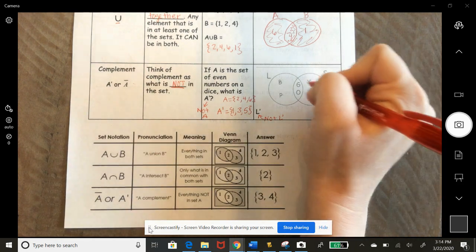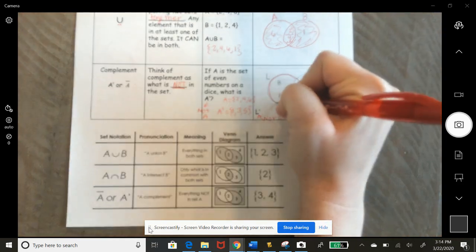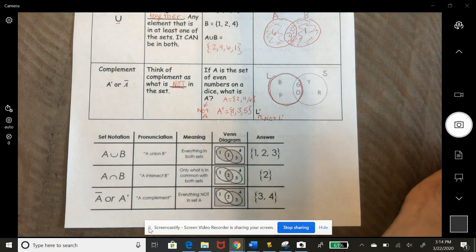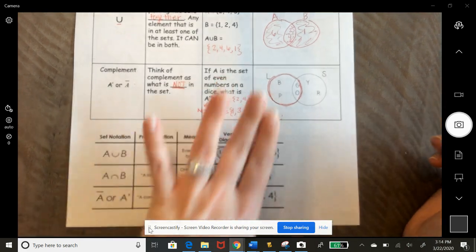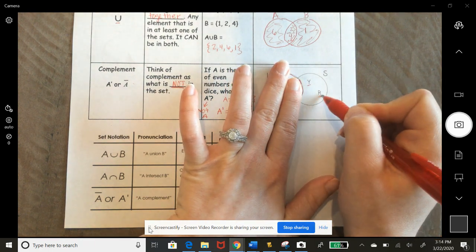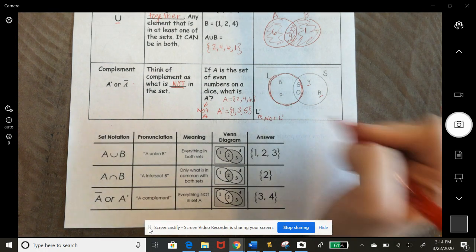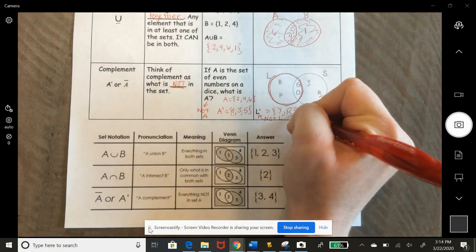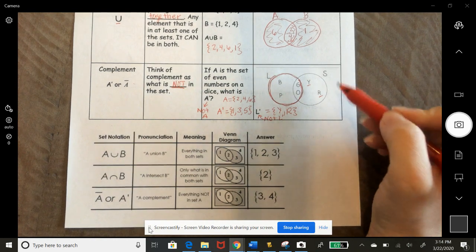Okay, so this is L. That entire circle, which tricks people sometimes. What's not L is basically cover up L and everything else. So that leaves me Y and R. So not L would be Y and R.